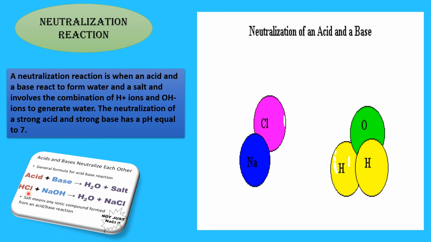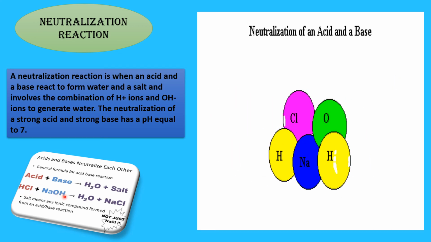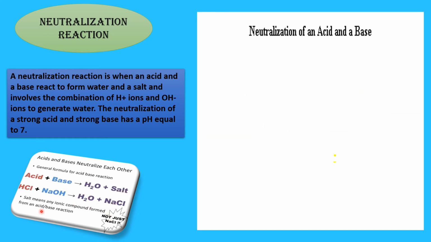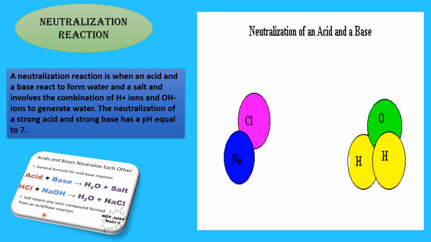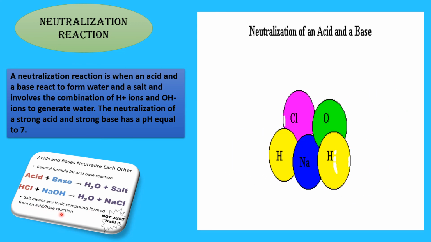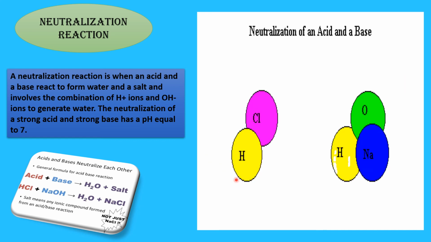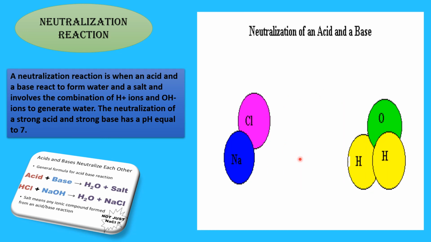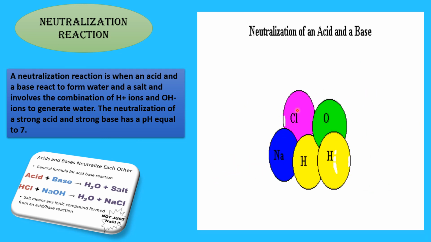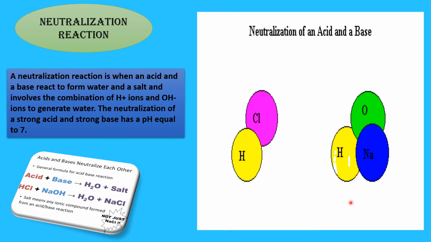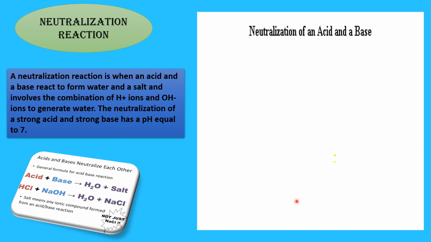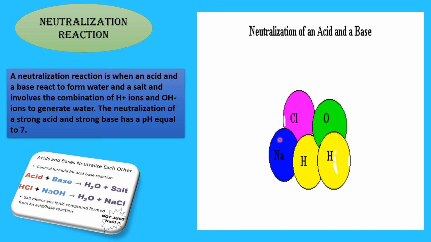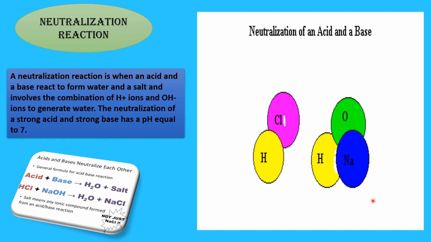Suppose HCl or hydrochloric acid reacts with sodium hydroxide or NaOH to form sodium chloride as salt and water, H2O. Salt means any ionic compound formed from an acid or base reaction. Now see, neutralization of an acid and a base. You can see it carefully, when HCl reacts with NaOH to form NaCl and H2O.